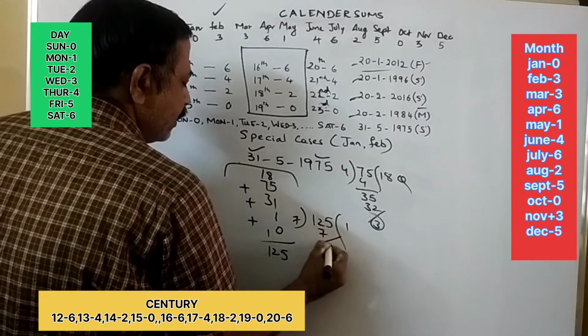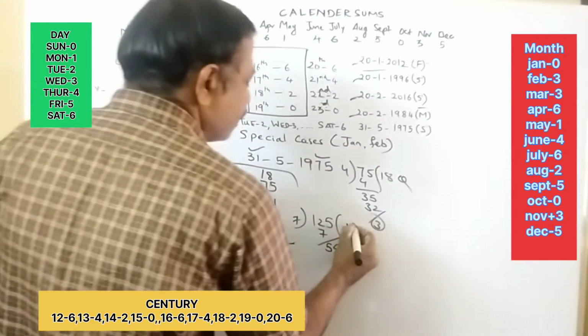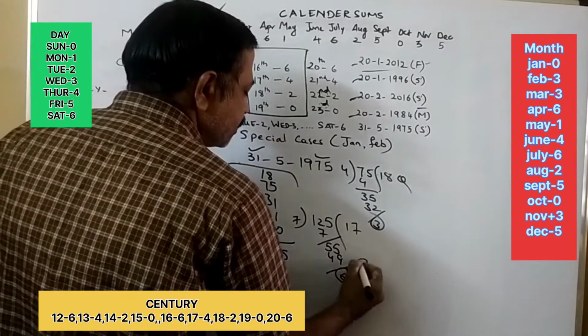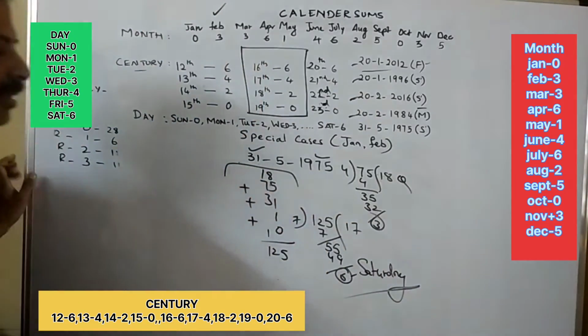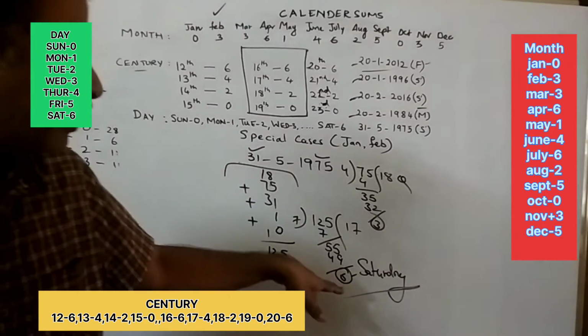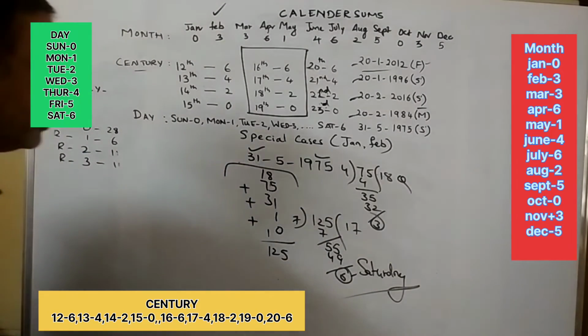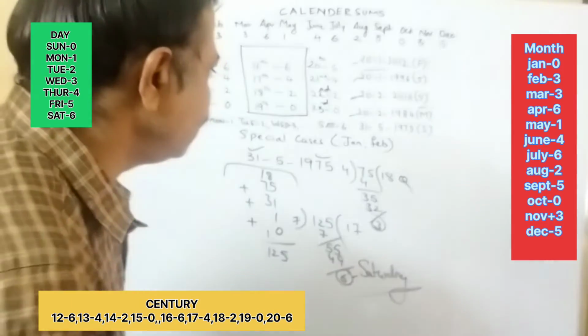7 on the 7, 55. 7 8s are 56. 7 7s are 49. So 6 means Saturday will be the right answer. Okay, dear friends. Previously, some counting mistake or addition mistake. Okay, this is the right answer.